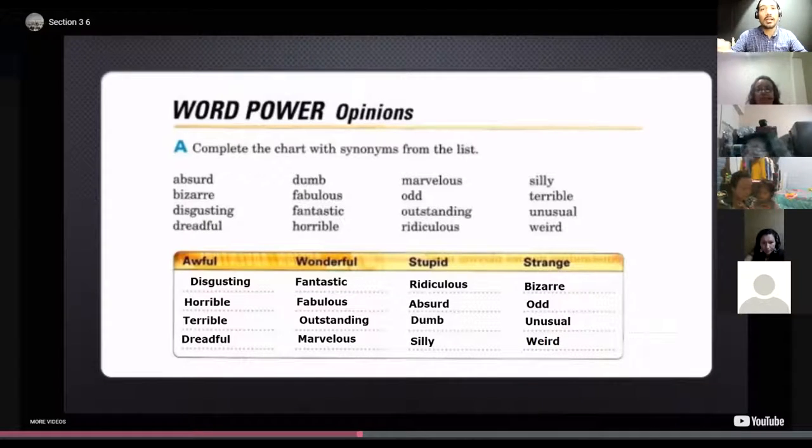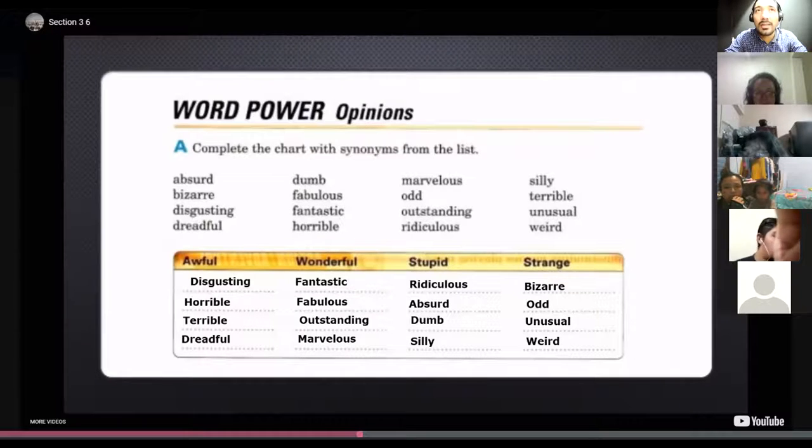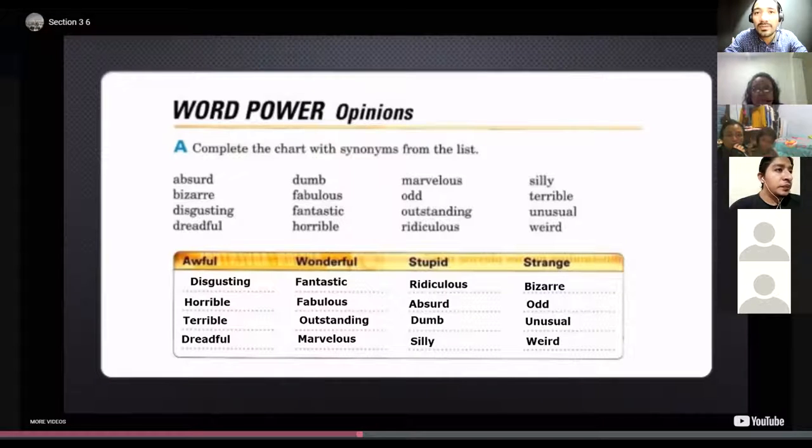What's the writing in the pronunciation? Did we miss anyone? No, we did everything, right? Horrible, terrible, yeah. Dreadful. Strange. Yeah, dreadful goes there, definitely. Okay, so let's see. You have disgusting. Horrible. Terrible. It's not Terry. Remember that in English, there's no... terrible. Listen, terrible.